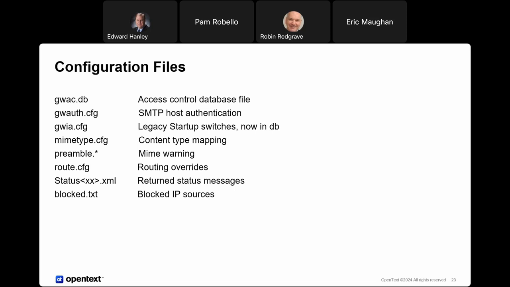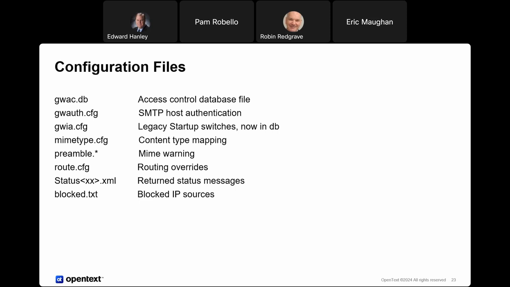GroupWise auth, gwauth.cfg, is your host authentication file. So if you have to authenticate to a destination SMTP server, that's where you put in your credentials and stuff for that system that you're connecting to. You then have the startup switches, MIME type. If you want to map those, you can change the MIME warning that you get, though typically no one does. You don't need to worry about that.